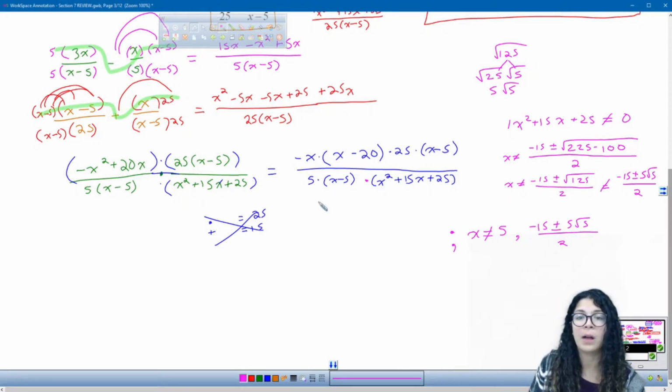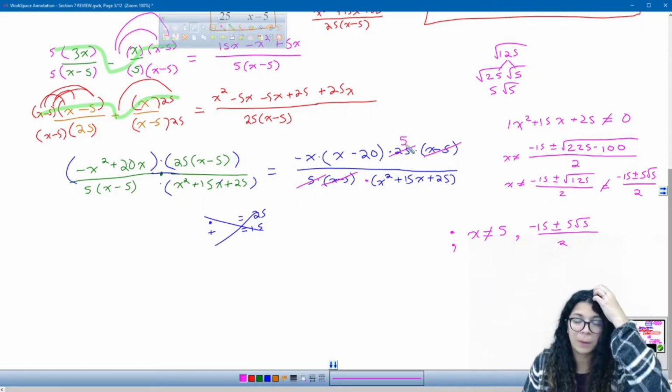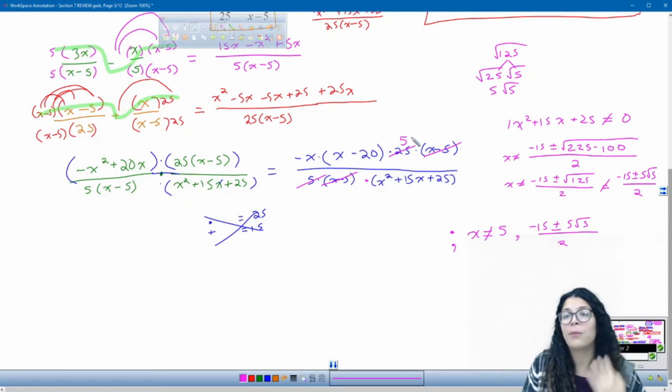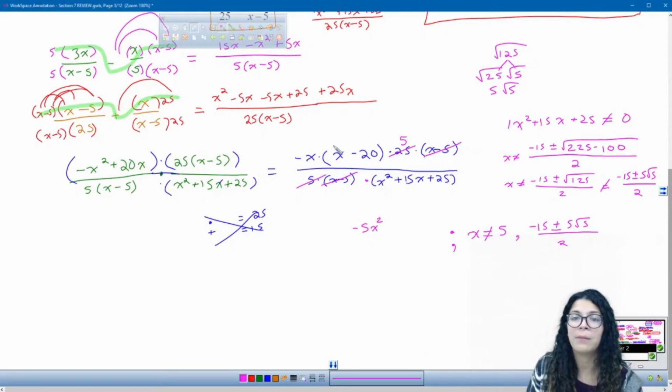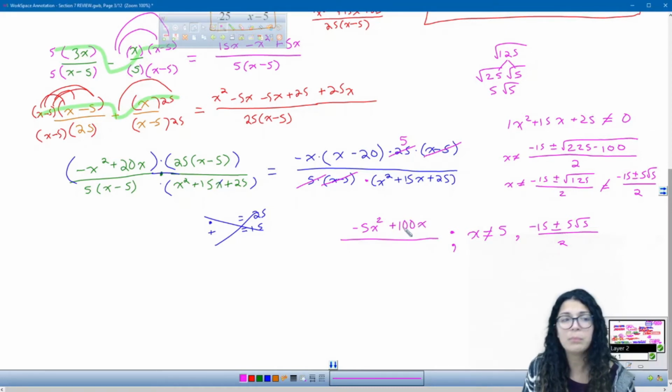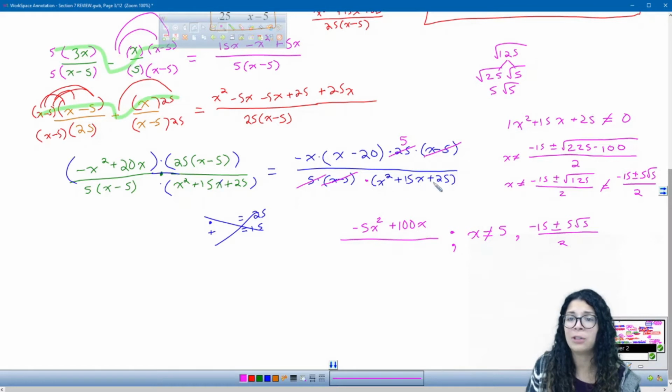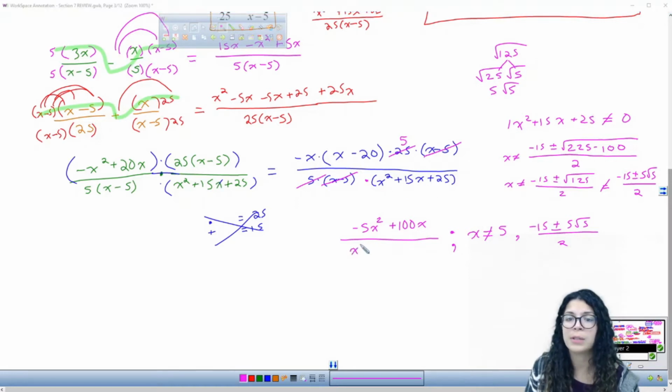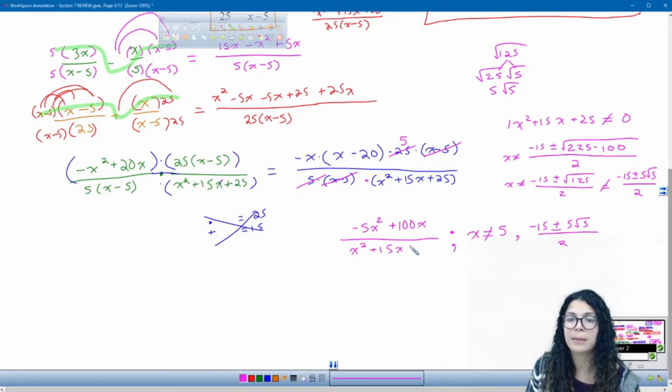Now let's go ahead and cancel out common factors. X minus 5 cancels, and then 5 cancels out with one copy of 5 here. 25 is really 5 times 5, so we get a copy of 5 that remains in the numerator. So in the numerator, we have a negative 5x times x minus 20. Negative 5x times x is negative 5x squared. Negative 5x times negative 20 will be positive 100x. In the denominator, I just have this trinomial here, which is x squared plus 15x plus 25.